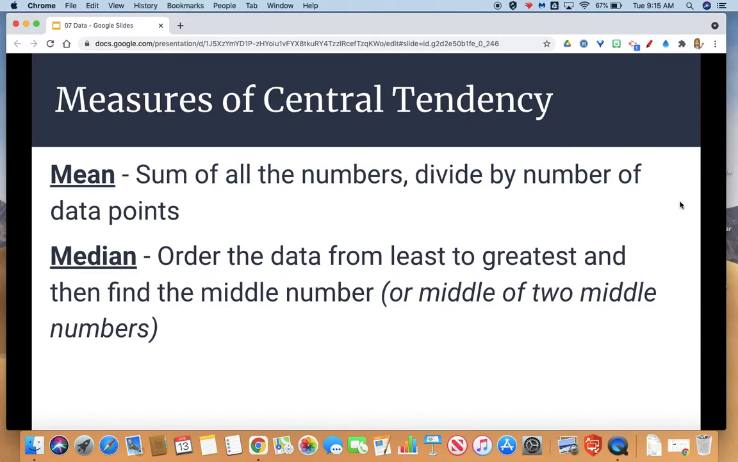Our second measure of central tendency is our median. This is where we order the data from least to greatest and then find the middle number, or if it's an even set of data, the middle of the two middle numbers.